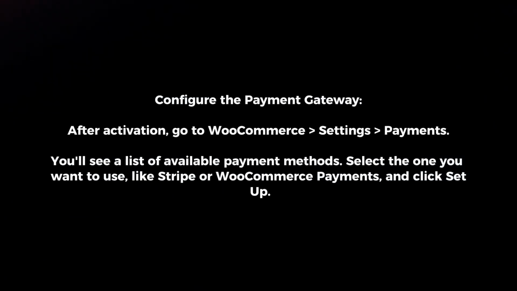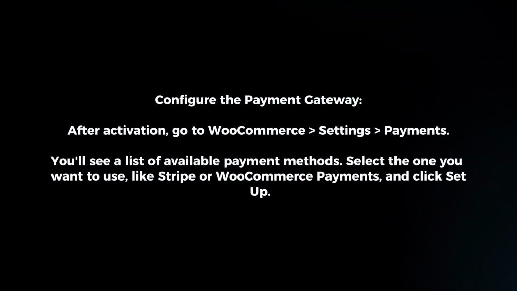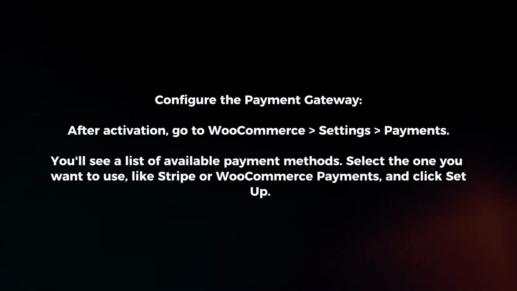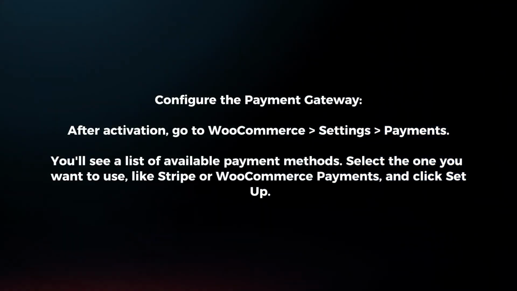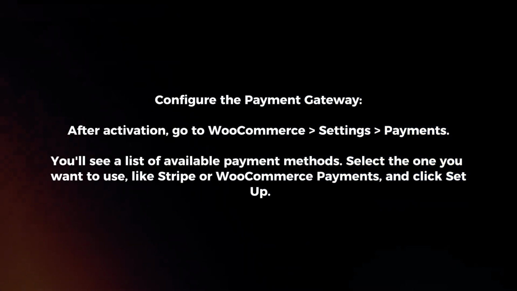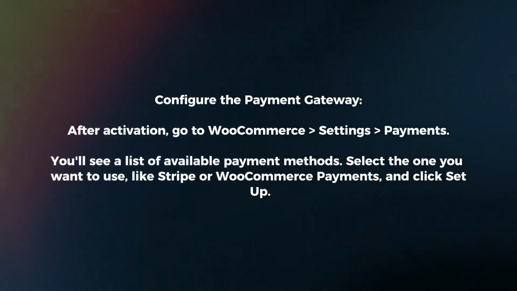Configure the payment gateway. After activation, go to WooCommerce, Settings, Payments. You will see a list of available payment methods. Select the one you want to use, like Stripe or WooCommerce Payments, and click Setup.